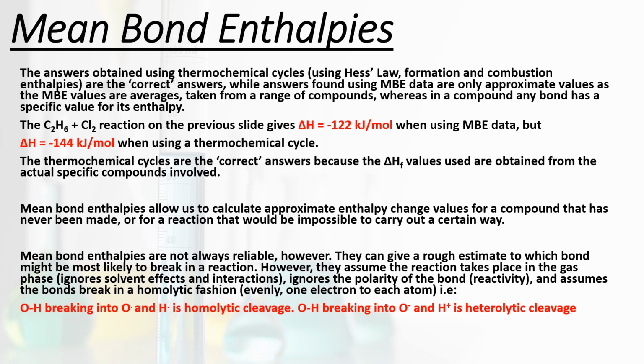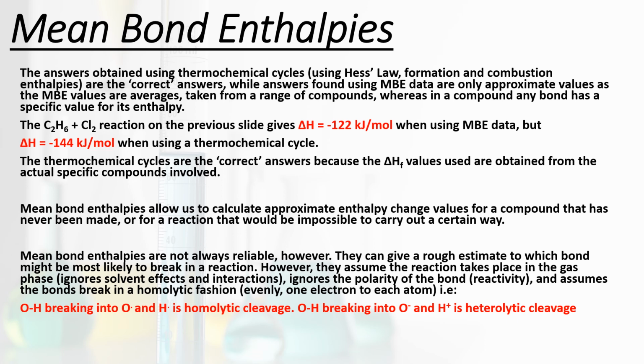It also assumes that the bonds break in a homolytic fashion. What we mean by that is that if the bonds are to break, they go evenly, so one electron goes to each atom. So let's say we have an OH bond that breaks. We're assuming this homolytic fission, one electron to each: one electron goes onto the oxygen, one electron goes onto the hydrogen. So essentially we're forming radical species with unpaired electrons, O radical and H radical.